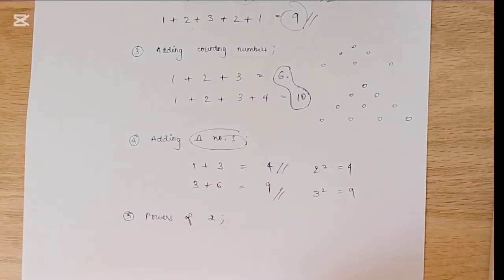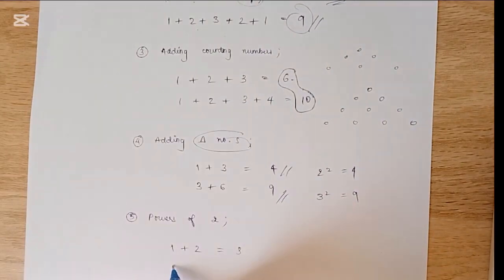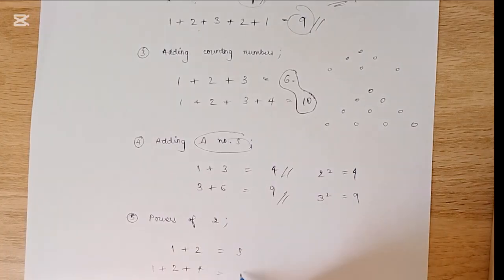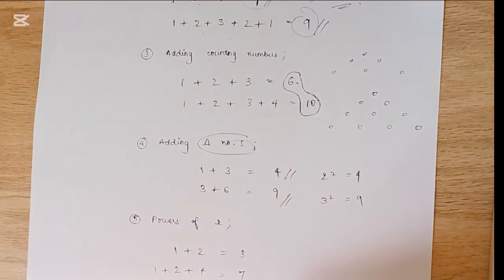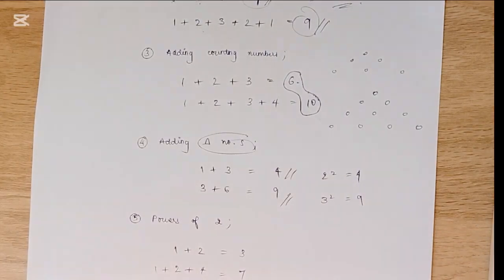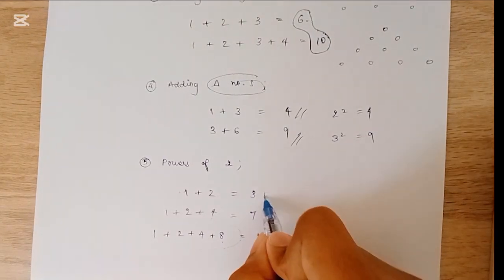Now what happens if you add powers of 2? That is, add 1 and 2. What do you get? 3. Add 2, 4: 1 plus 2 plus 4. You get 7. Now you add 1 plus 2 plus 4 plus 8. What do you get here? 15. Right? So this means that whenever you add powers of 2, you get certain numbers.